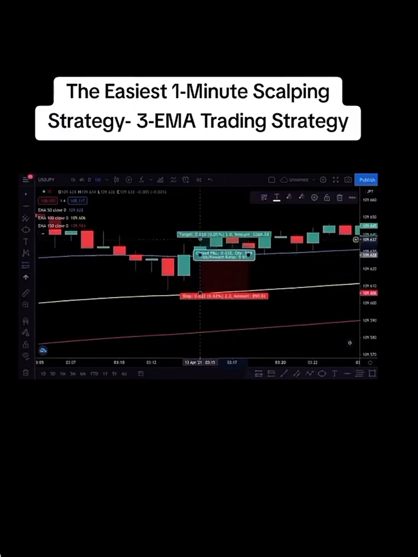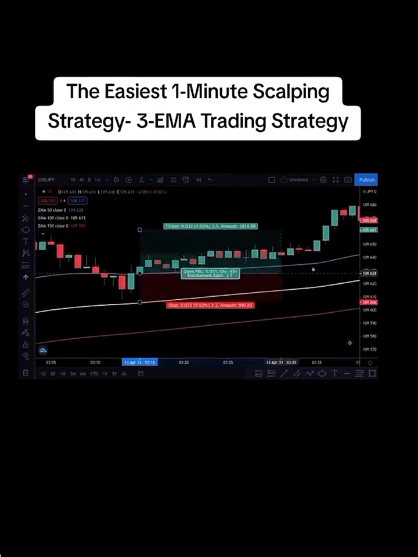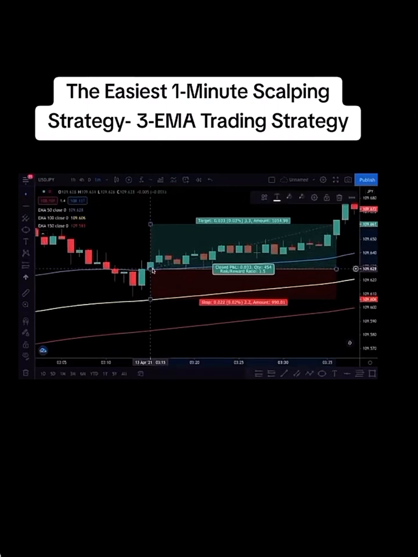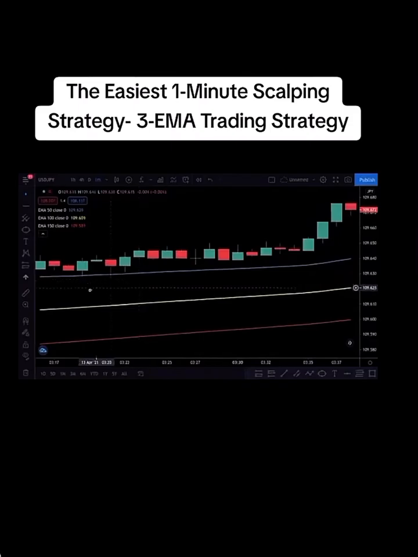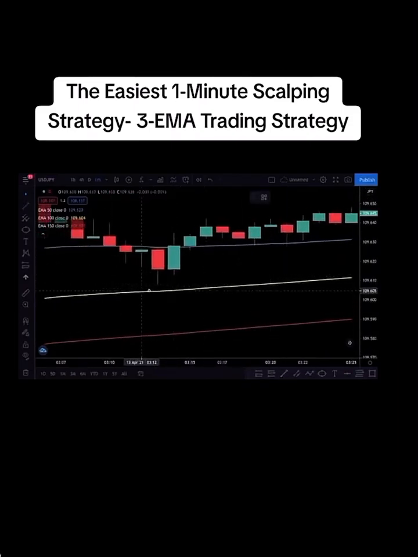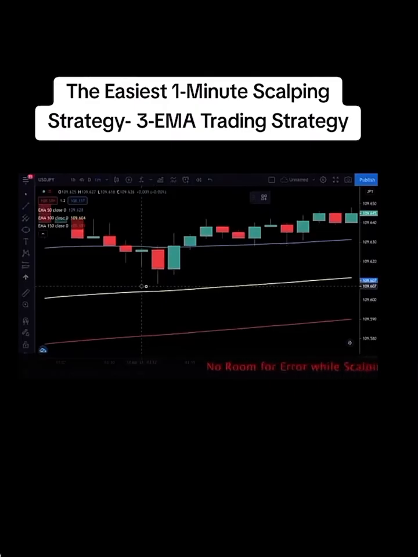You can use a 1.5 risk-reward ratio again. But actually, there are many exit strategies for this setup. Setting a fixed stop loss and a take-profit target is the first exit strategy you can use. But I am not a big fan of this exit strategy, because there is no room for error while scalping. Everything can change in seconds.